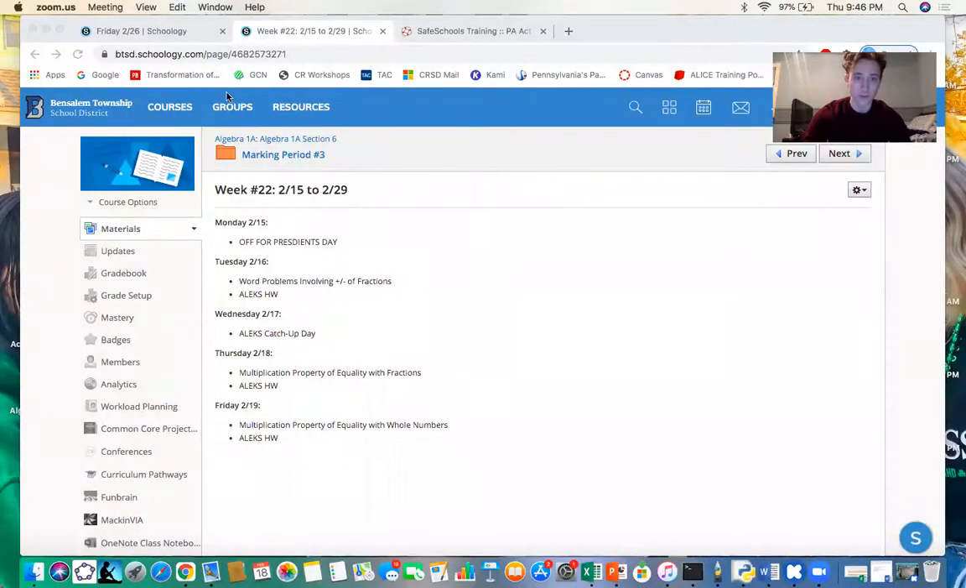That's going to allow you to understand the multiplication property of equality, dealing with some fractions and whole numbers and things like that. So give me a second here. I'm going to share my screen and you'll see that Thursday, we did multiplication property of equality with fractions. Today, we're going to continue with that, except we're going to look at whole numbers. And the process is very, very similar.